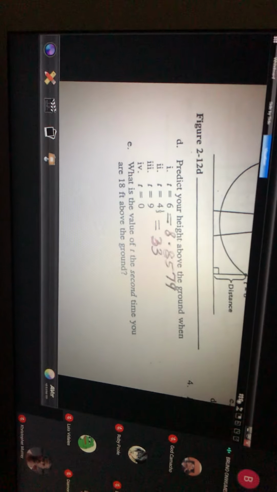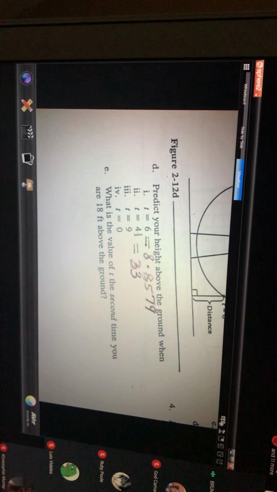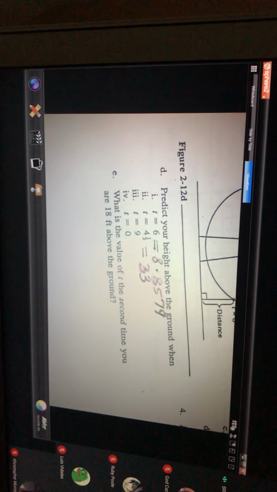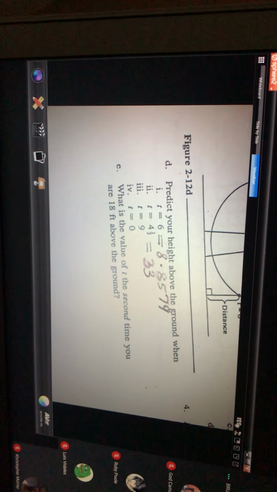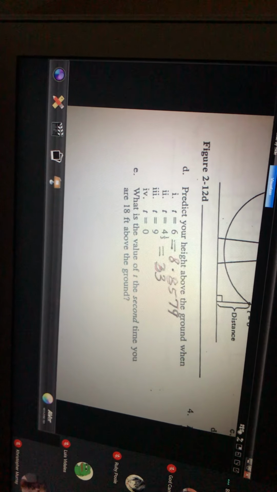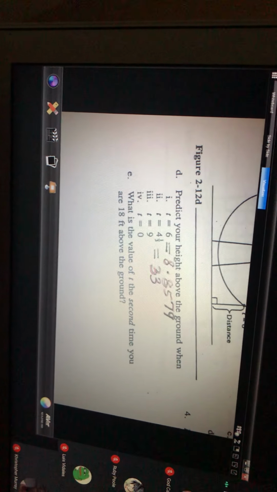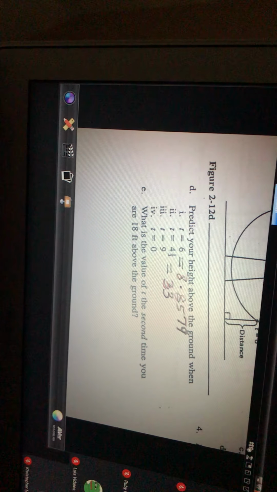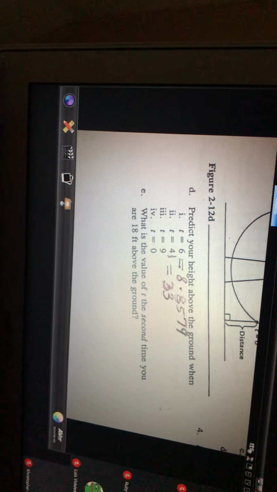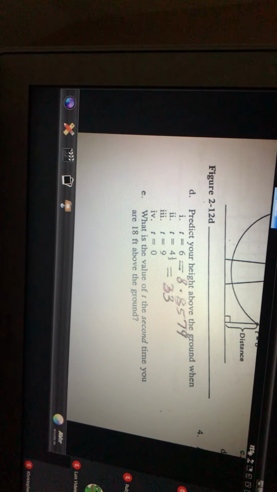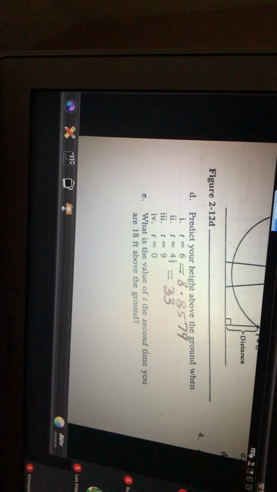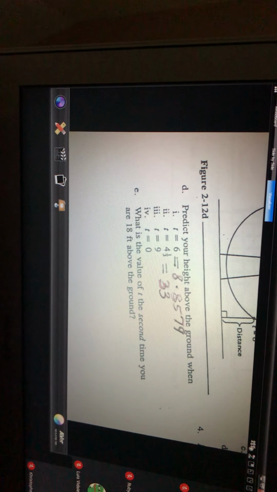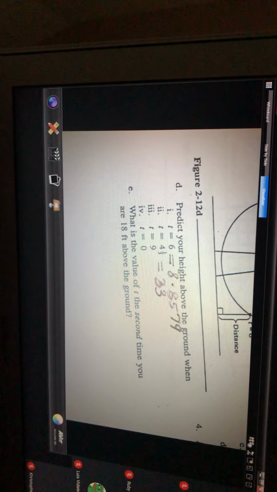What is the value of t? The second time you are 18 feet above the ground. How do you know the second time you are 18 feet above the ground? Keep going up and down, you keep passing 18 feet. You pass 18 feet when you are going up and when you are coming down.